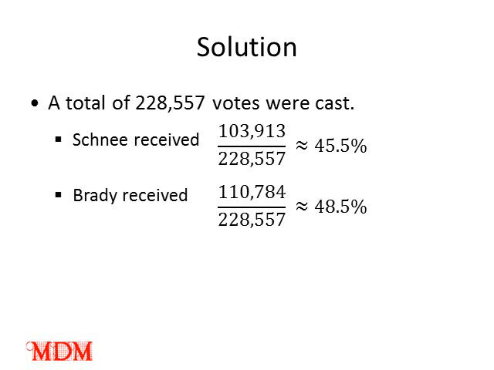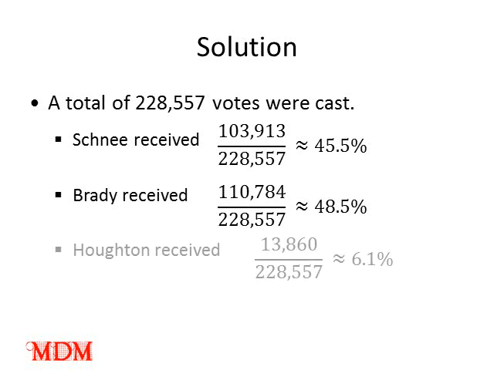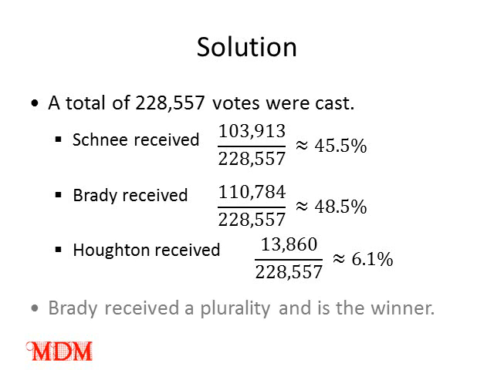We'd follow the same procedure for Brady, remembering that Brady received 110,784 votes. We can divide that by the total and see that she received 48.5% of the votes approximately. Houghton received 13,860 votes, so figuring her percentage, we would find that she has 6.1%. In this case, Brady received a plurality and is the winner.